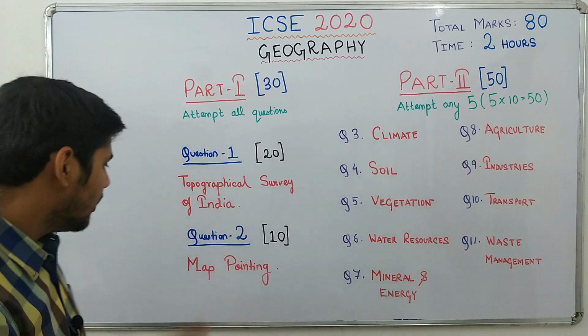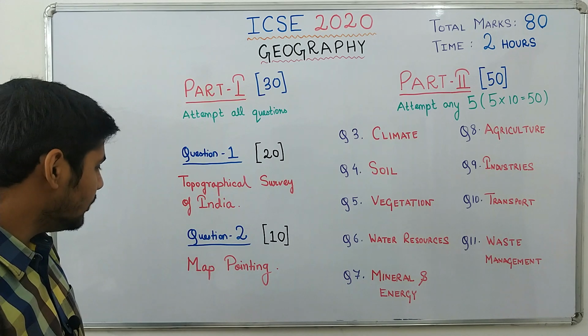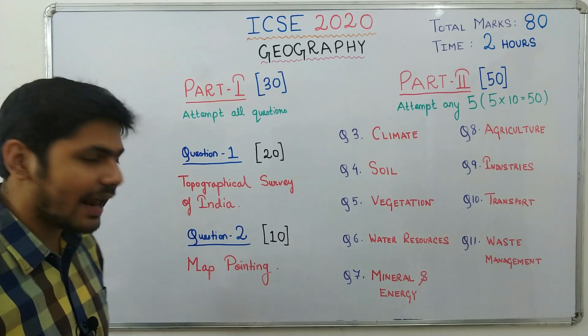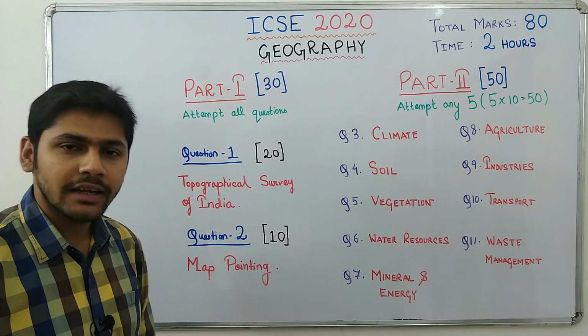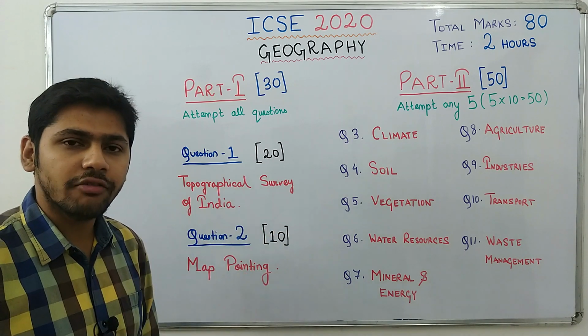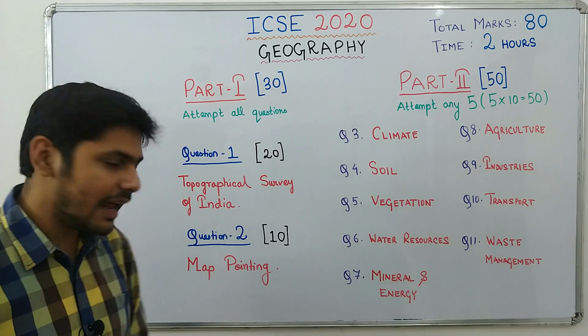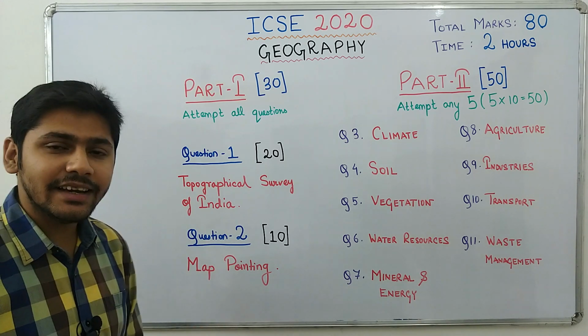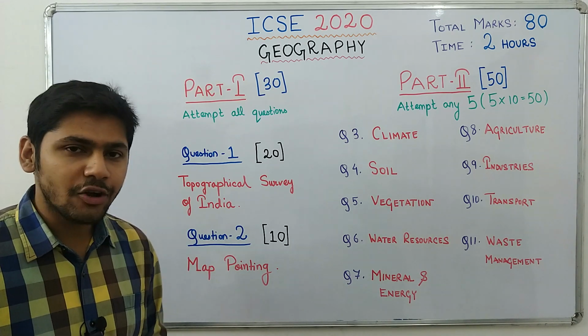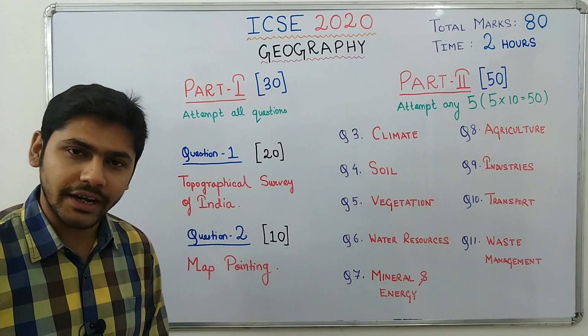Moving on. Question 2 is of map pointing and it is of 10 marks. There will be 10 pointings of 1 mark each to give you 10 marks. And you have to point it on the Indian river map. I hope you have been practicing map pointing.